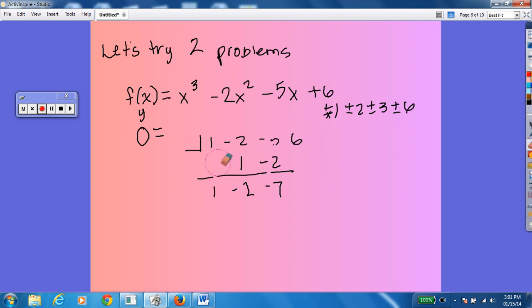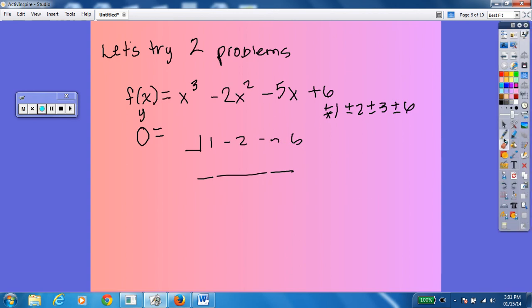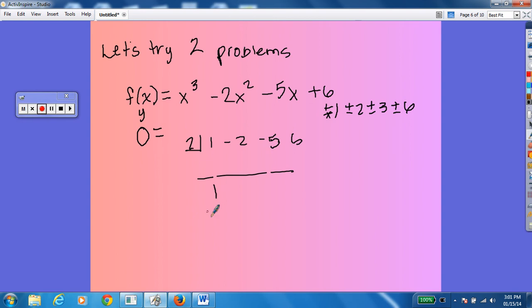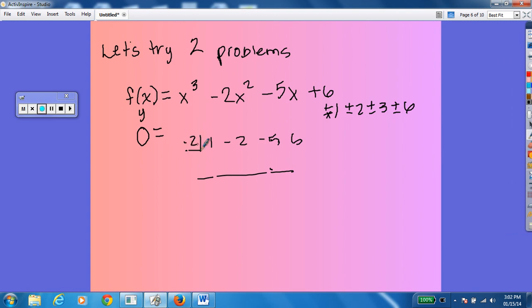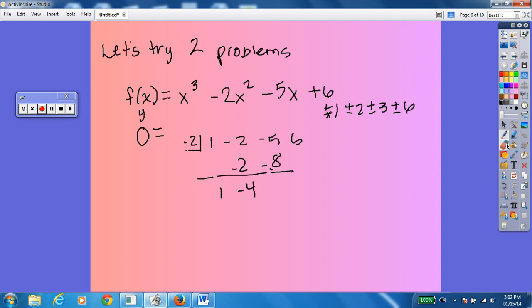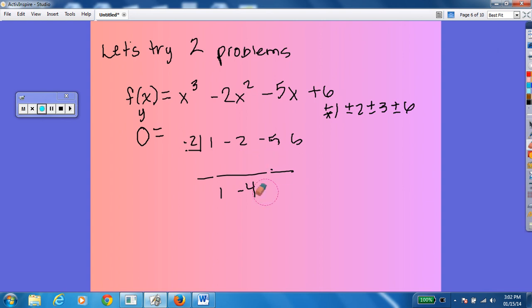Let's try a 2. Again, you can check your work. You probably got it done already. So 1, 2, that's 2. That gives me 0, 0, -5. That's not going to work. So I'm starting to think that the -2 is not going to work either. I feel like the 1 was supposed to work. That's alright, I'll keep working on it till I find one. So we'll do a -2. -2 is -4, it's -8. That is not going to work. Alright, I'm not having good luck here.